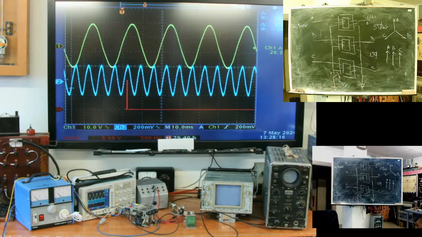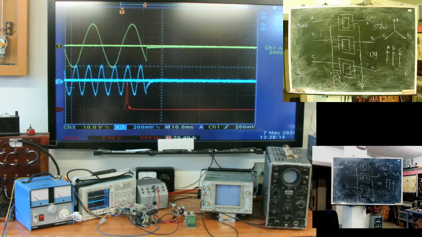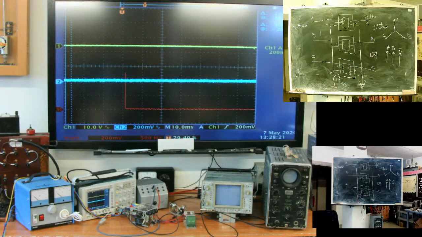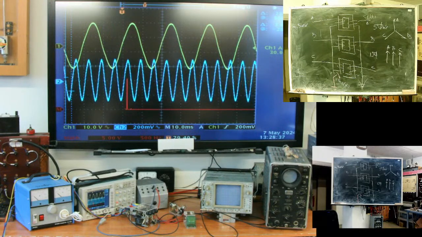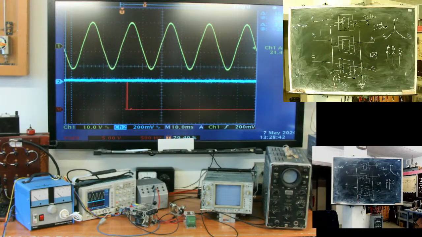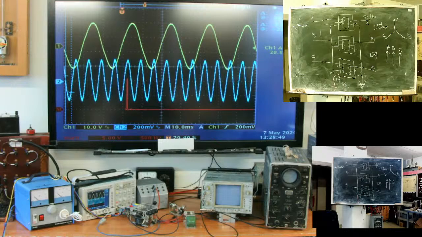Again, for comparison. 240. I'm adding only 10 volts. See the difference in harmonics weight, and the change in secondary voltage.